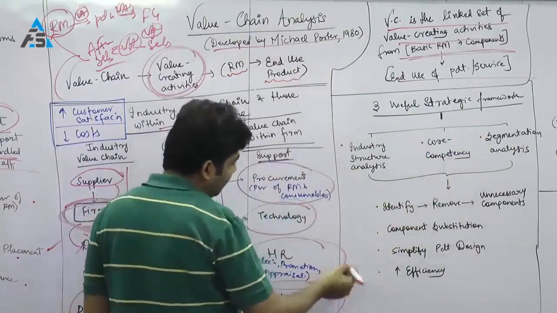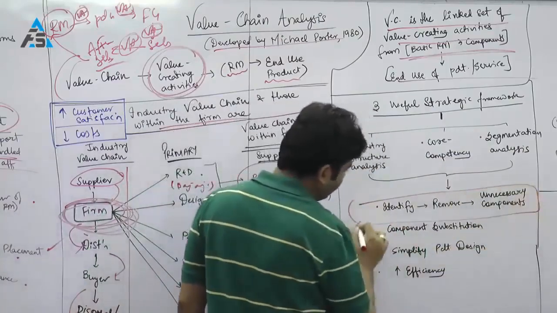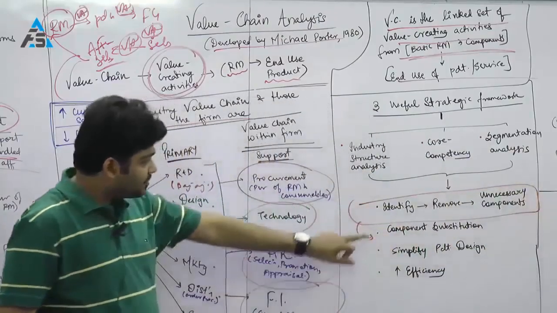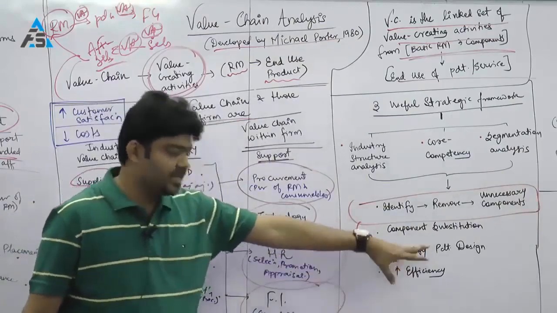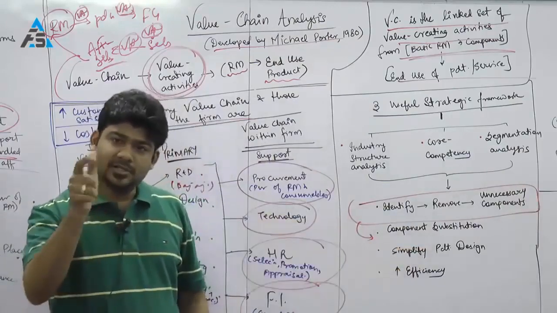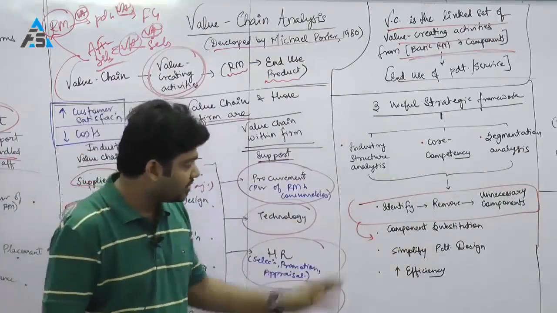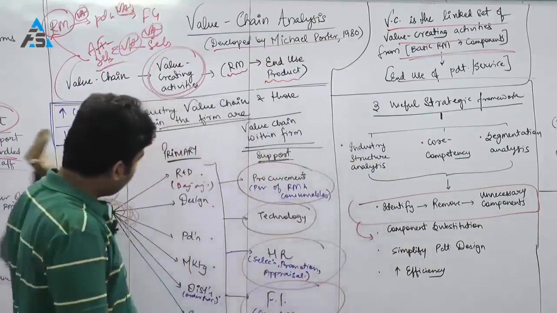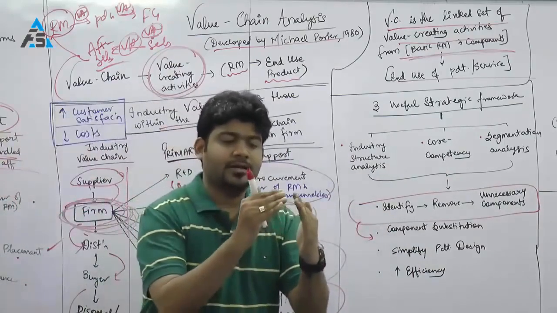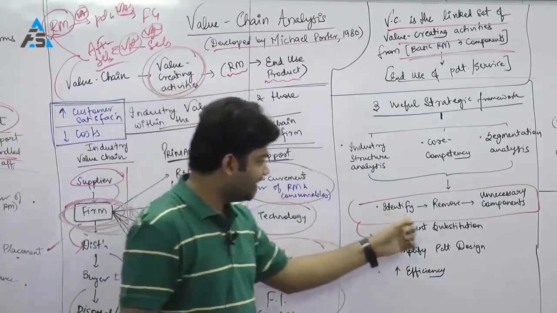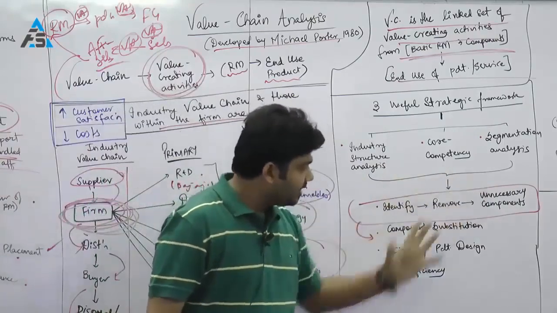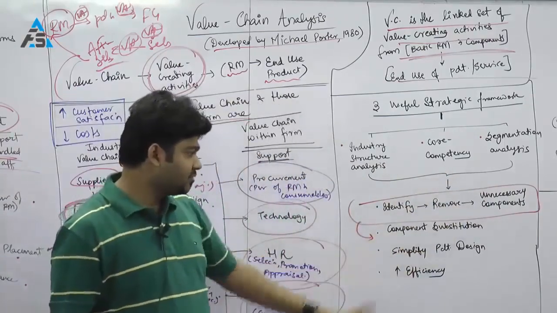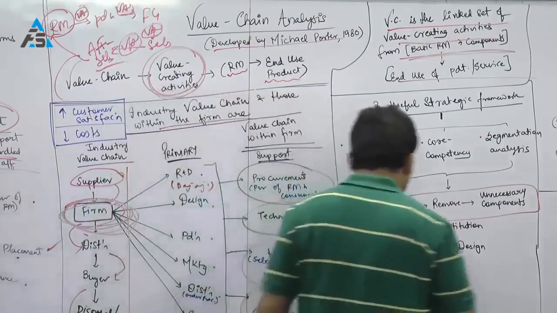The main job is again: identify, remove unnecessary components, component substitution, simplify product design and increase efficiency. These are several points which you would have in any case noticed in other things as well. So what I am doing is just getting a connect between those two things. So identify, remove unnecessary components, component substitution, simplify product design and increase efficiency.